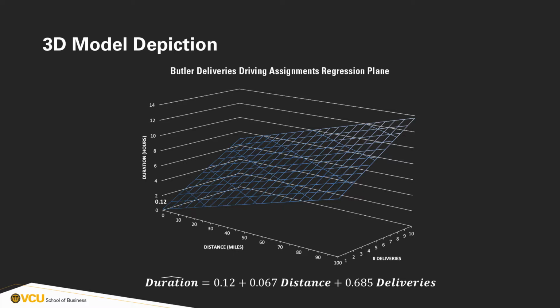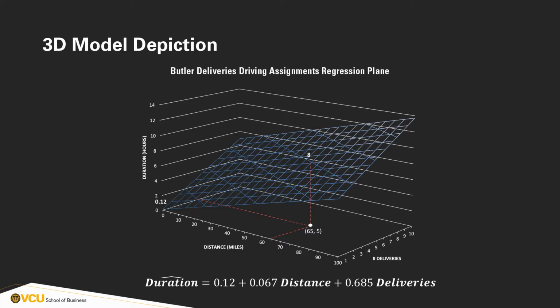At each combination of the two explanatory variables, the model produces a prediction of the response variable, which is the duration in hours of the driving assignment. In the near left corner of the model, you can appreciate the interpretation of the intercept of 0.12 hours, which is the predicted duration of a driving assignment when the distance covered and the number of deliveries are both 0. To better understand the interpretation of the slope coefficients, let's consider a driving assignment consisting of distance covered of 65 miles and 5 deliveries to be made. If we plug those variable values into the regression model, we obtain a predicted duration of 7.93 hours, or more simply, of about 8 hours.